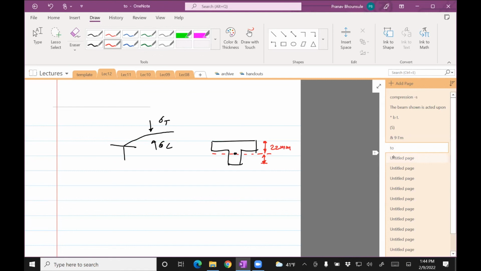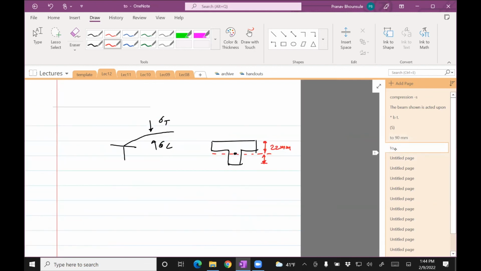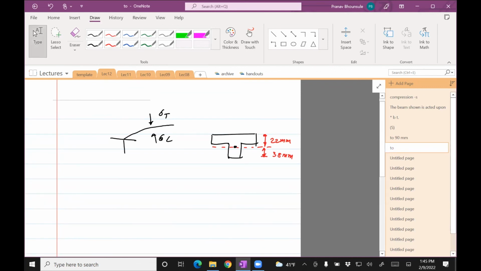Okay, and then look at the other one. It's the distance from this point all the way to the bottom. That's going to be 18 plus, I think, 20. So 38. That's right, 22 and 38. Again, sigma C, sigma T.